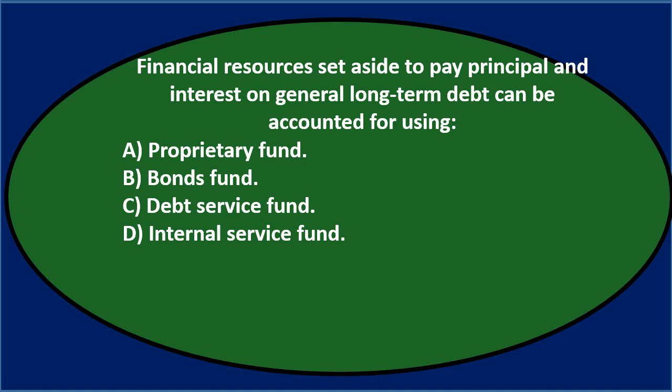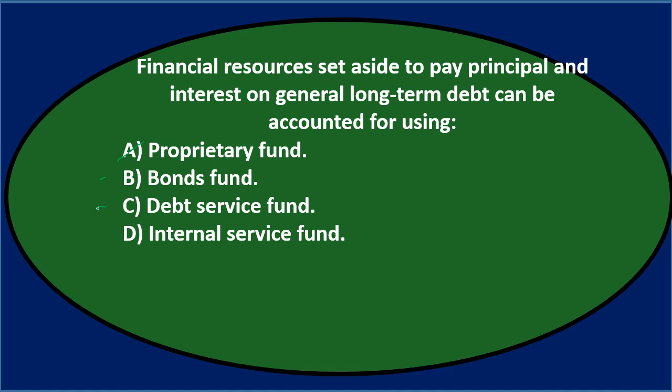A, the proprietary fund. That's going to be similar to a for-profit type of fund, or some fund that's going to have activity similar to a for-profit activity, and therefore on an accrual basis. So that doesn't seem like the one here. B says bonds fund. That sounds more reasonable because that might be some kind of debt. We're talking about long-term debt. It could be bonds. And then C says debt service fund, which should sound somewhat familiar as a fund that we've listed. So it could be that.